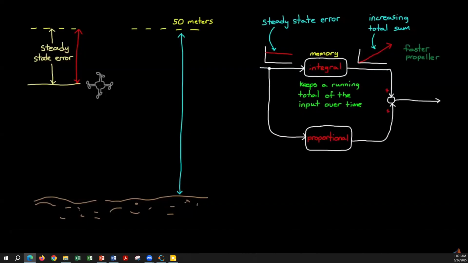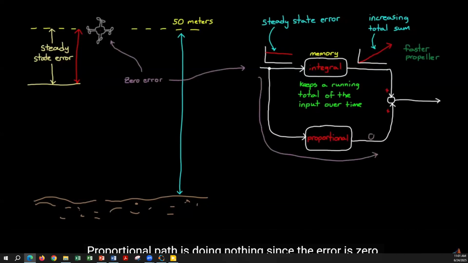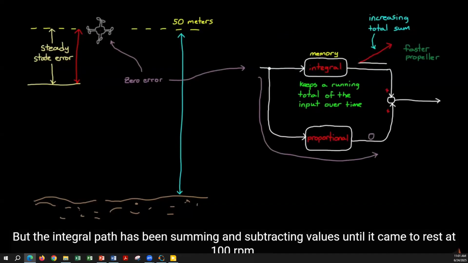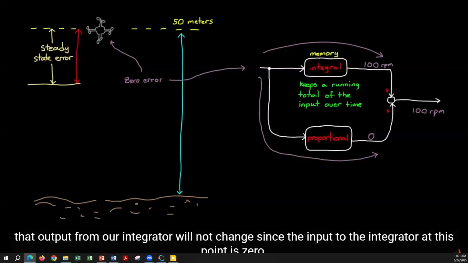These two paths, the proportional and the integral path, work with each other to drive the error down to zero. And with this controller, when the drone is hovering at the desired altitude of 50 meters, the proportional path is doing nothing, since the error is zero. But the integral path has been summing and subtracting values until it came to rest at 100 RPM. Remember, this is what we said was needed for the drone to hover. And that output from our integrator will not change, since the input to the integrator at this point is zero.